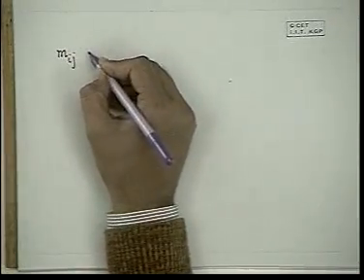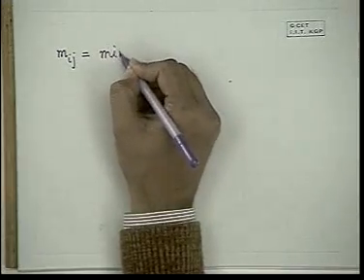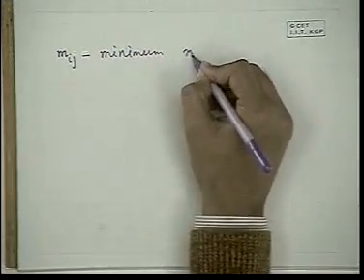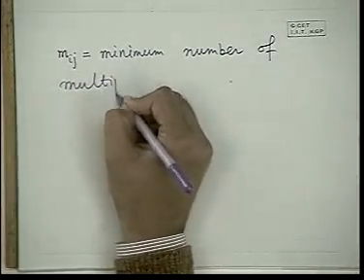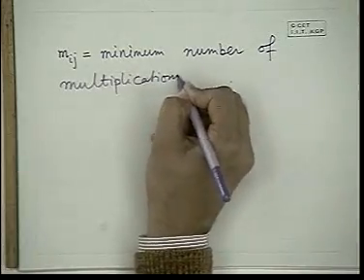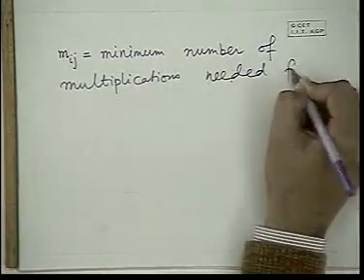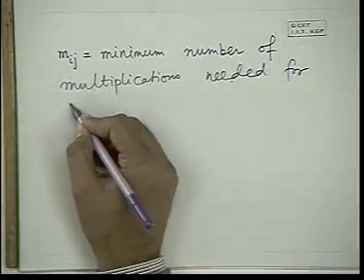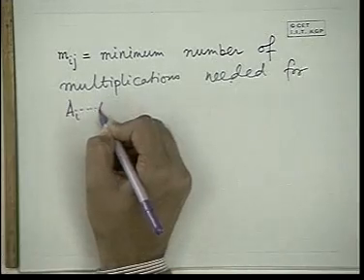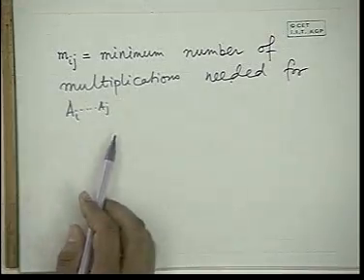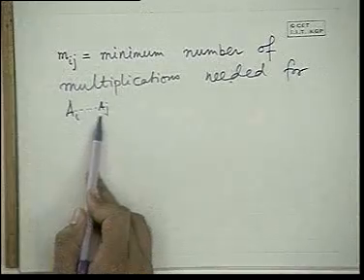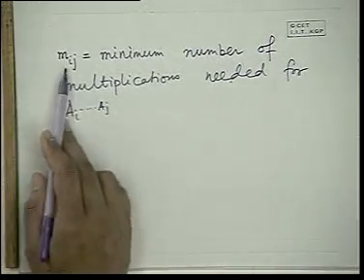Suppose I denote M_ij as the minimum number of multiplications needed for a_i to a_j. So I took the subsequence a_i to a_j. This is a subsequence in the given total matrix sequence. Suppose the total number of multiplications for multiplying a_i to a_j is M_ij.